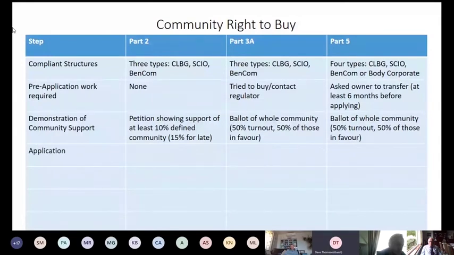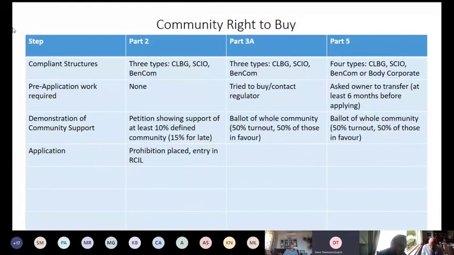Once all those steps are in place, the application comes in. Under Part 2, when the application comes in, there's a prohibition placed on the owner. Now what that does is it legally stops the owner from transferring the land to anybody else until we have considered the application. If we subsequently approve the application, that prohibition remains in place for up to 5 years, which can be renewed. If we reject the application, that prohibition is removed and the owner is free to sell on the open market.